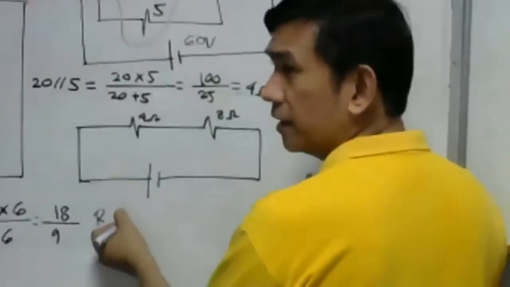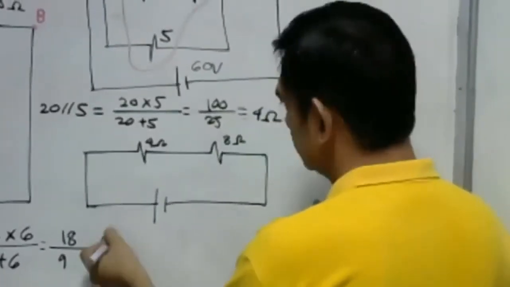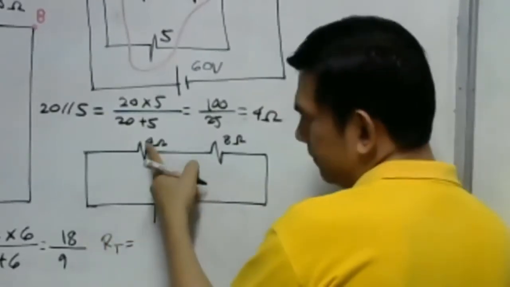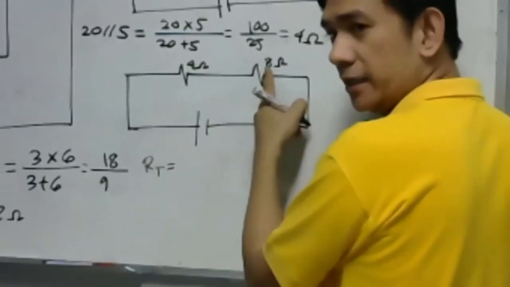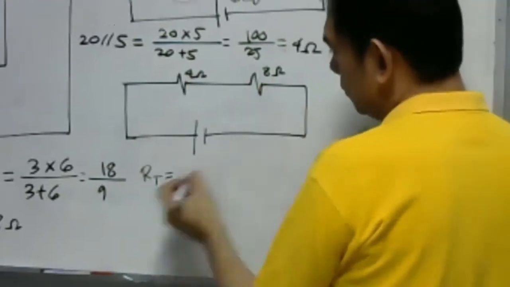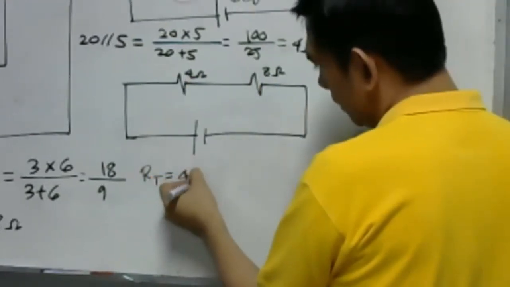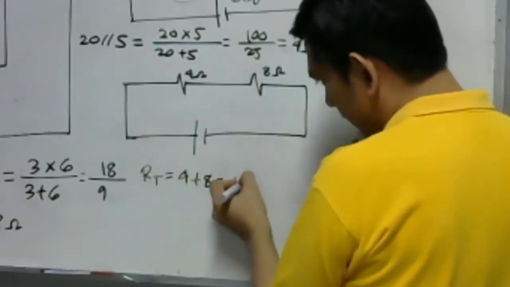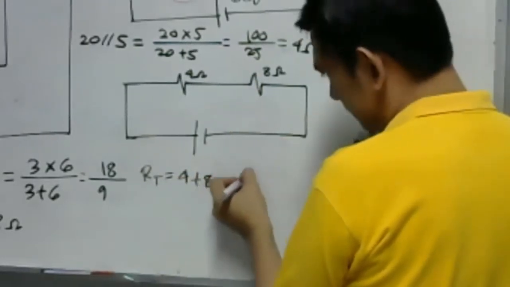Okay, so this will be our total resistance. Take a look here. We have here 4 and 8. 4 plus 8, so we'll be having here 12, because they are connected in series. So we have here 12 ohm resistance.